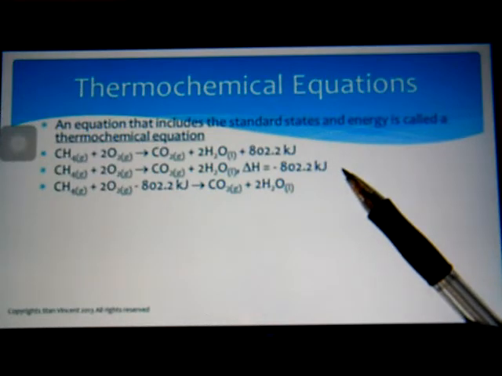In the second equation, you'll find CH4 plus 2O2 giving you CO2 plus 2H2O. Here there is a comma separating the rest of the equation from the data that's being provided, which we write as delta H, which is actually delta H0 reaction, and it's assigned a negative sign, minus 802.2 kilojoules.